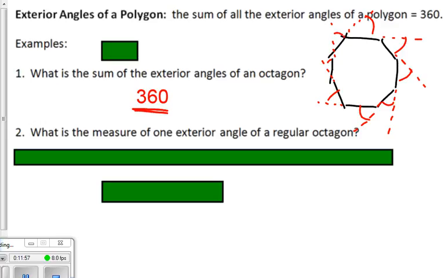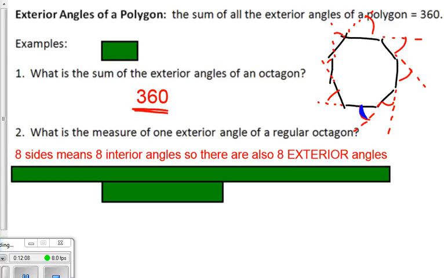Okay, so again, if I had just this octagon, and I wanted to know what is the measure of one exterior angle of a regular octagon, so I was just looking for maybe just this angle right here. Well, I know that there are going to be 8 exterior angles. If there's 8 sides, that means there's 8 interior angles. So all of these ones on the inside here. If there are 8 interior angles, that means there have to be 8 exterior angles.